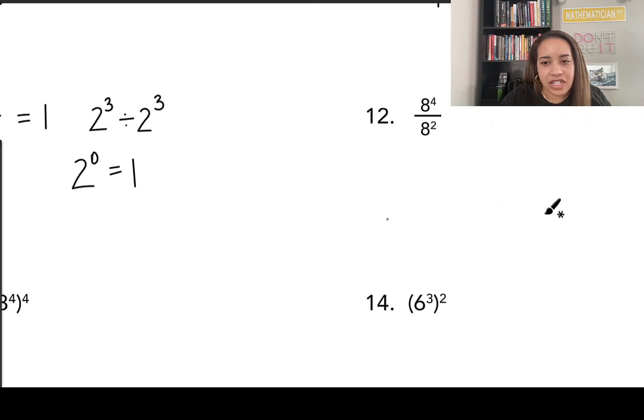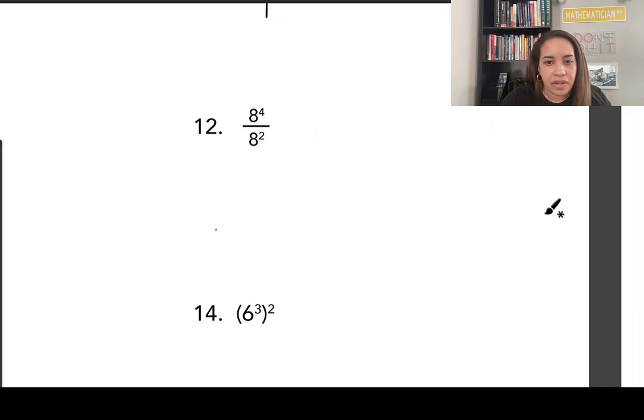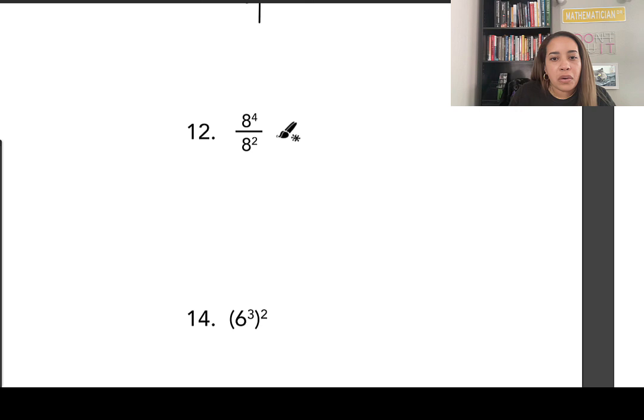Here's another division problem. We see 8 to the fourth power divided by 8 to the second power. We know that when we see division, we keep the base the same and we subtract. 4 minus 2 is 2. So our final answer is 8 squared.